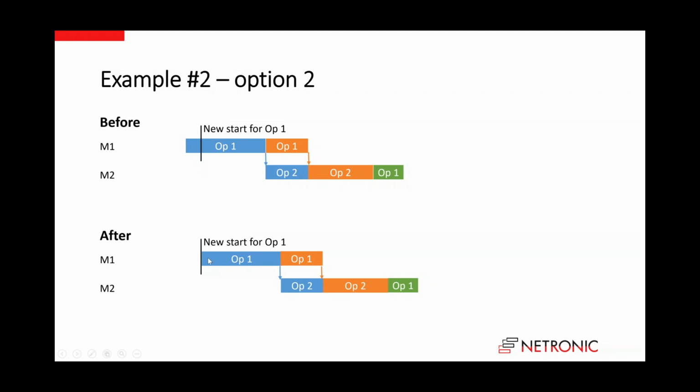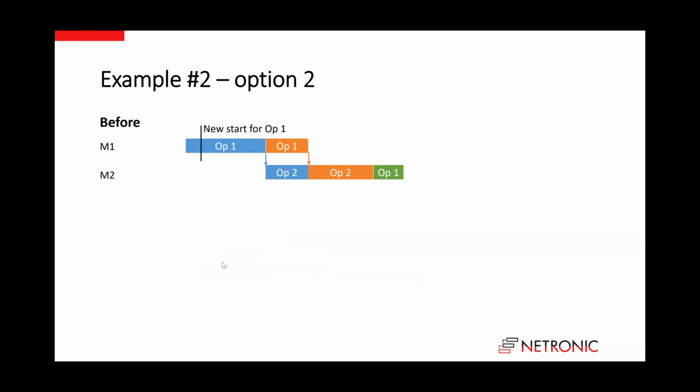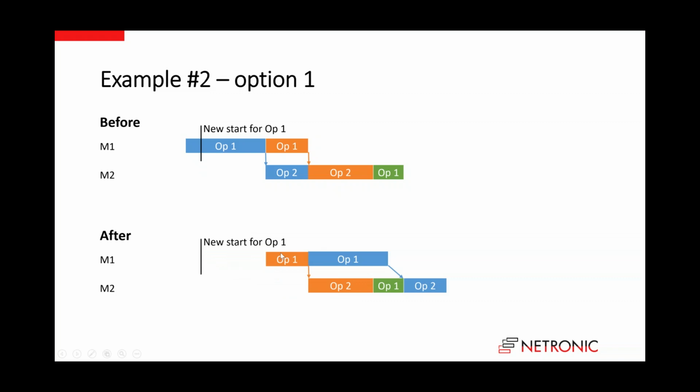So if I move operation 1 of the blue one to the right to now start as soon as it can start, it moves out the operation 2 on the machine 2, as you can see. It moves out the operation 1 here. It moves out the operation 2, and it moves out the green one. So now this one is a situation where we left the schedule rather stable. This is a situation where we changed a lot by just making this change.